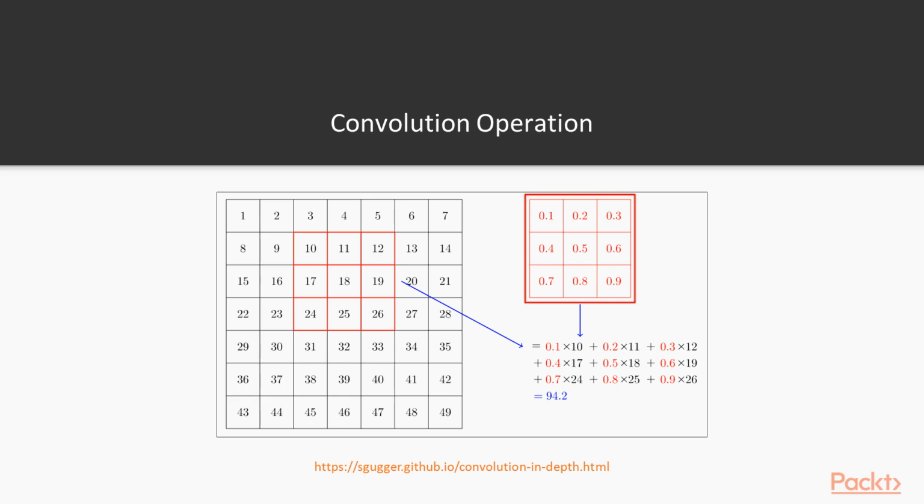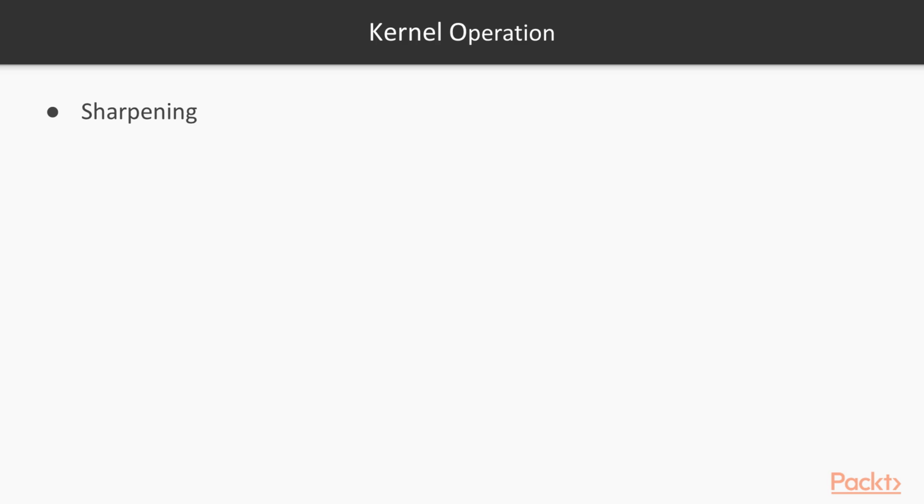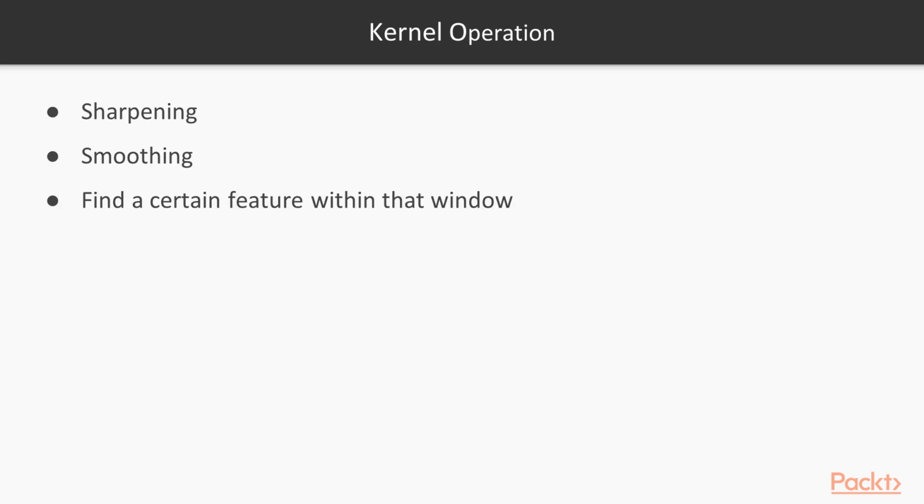The essence of that kernel is to perform some sort of operation. It could be a sharpening operation. It could be a smoothing. It could be an operation in which you try to find a certain feature within that window. For example, is there a curve or a horizontal line? Or is that a vertical line?